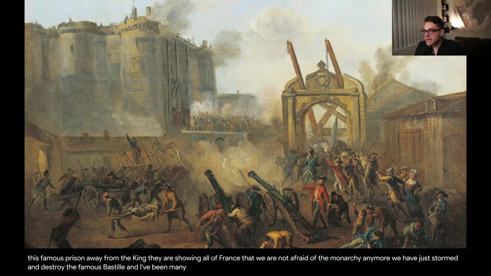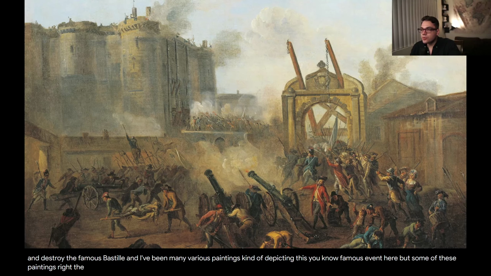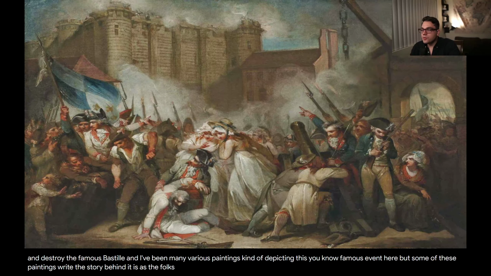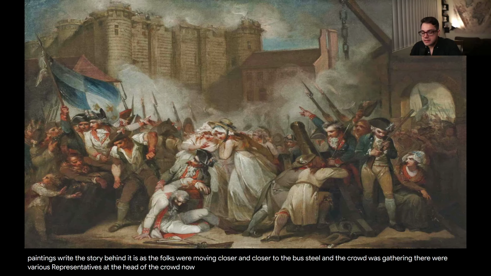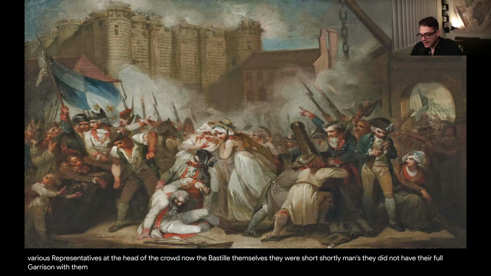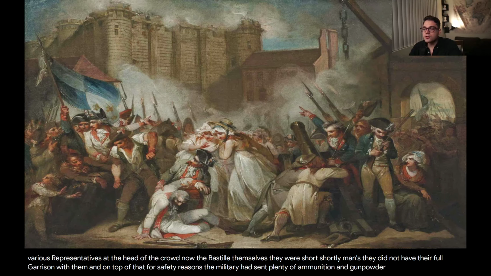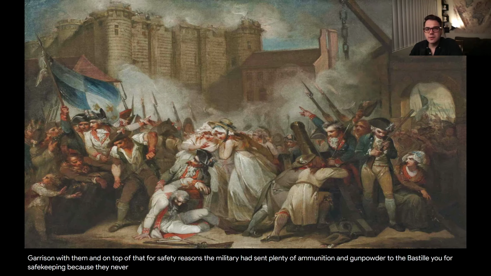And there have been many various paintings depicting this famous event here. But as we're going through some of these paintings, the story behind it is, as the folks were moving closer and closer to the Bastille and the crowd was gathering, there were various representatives at the head of the crowd. Now, the Bastille itself was shortly manned. They did not have their full garrison with them. And on top of that, for safety reasons, the military had sent plenty of ammunition and gunpowder to the Bastille for safekeeping, because they never thought it was going to get stormed.